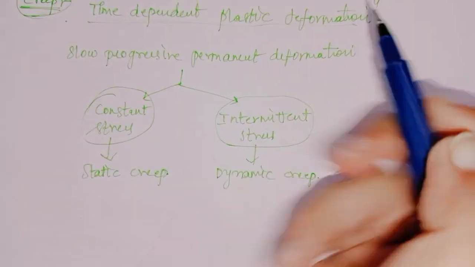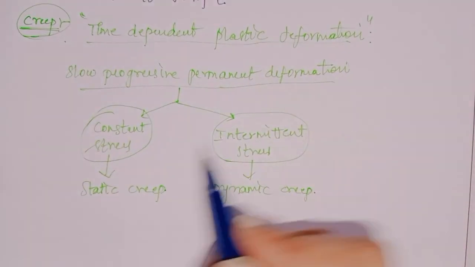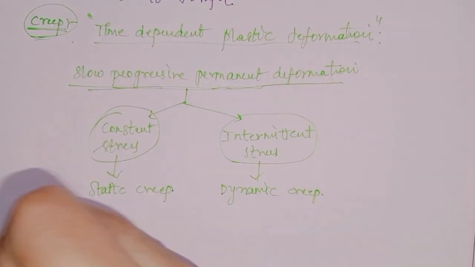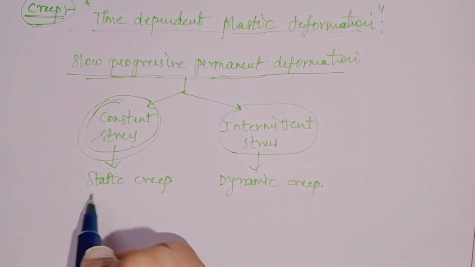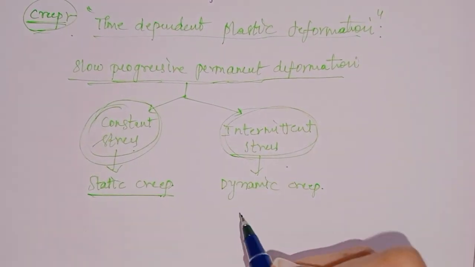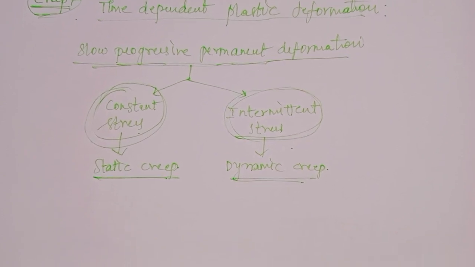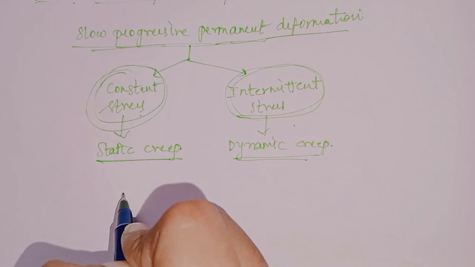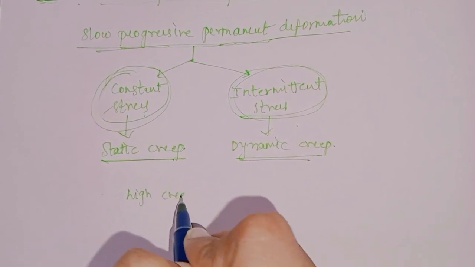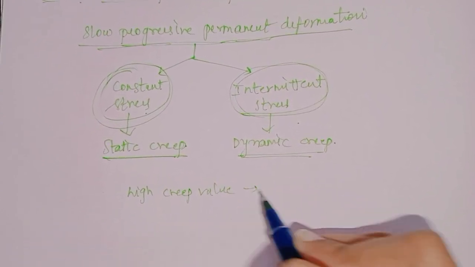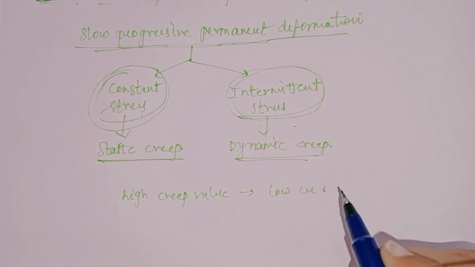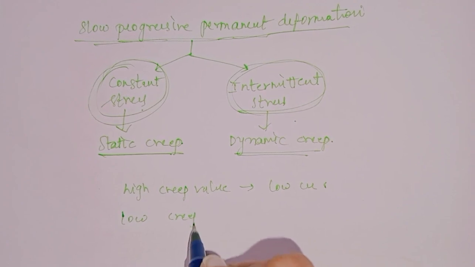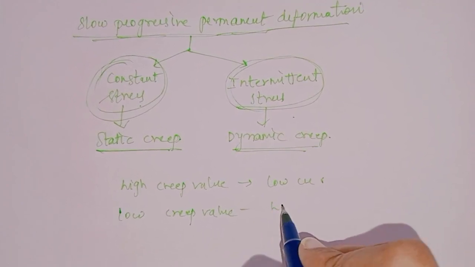Creep is the time-dependent plastic deformation. The creep of dental amalgam is a slow progressive permanent deformation which occurs under constant stress, known as static creep, and under intermittent stress, known as dynamic creep. The value of creep is high for low copper amalgam and low for high copper amalgams.